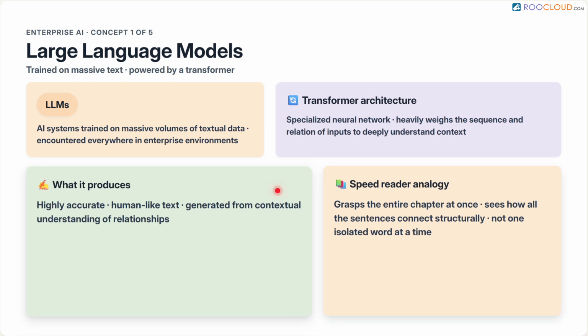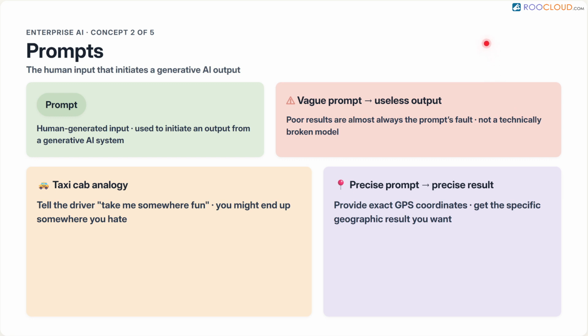Think of a professional speed reader who can grasp the entire plot of a chapter instantly by seeing how all the sentences connect structurally rather than reading it one isolated word at a time. Next, we have prompts. A prompt is the human-generated input used to initiate an output from a generative AI system. A poor, useless output is almost always the result of a vague prompt, not a technically broken model.